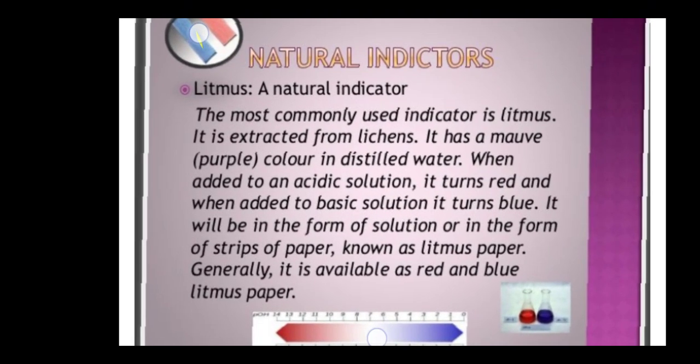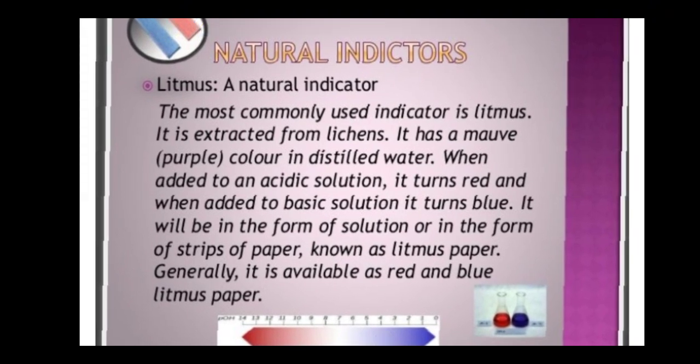Now, natural indicators. I have already said there are a few natural indicators. These natural indicators help us find out which is acid and which is base. The first natural indicator that we are going to learn is litmus. You will find litmus paper. If you take a litmus paper and it turns red, then we can say it is acidic. If it turns blue, then we can say it is a base. So just take a litmus paper, and it will help you test the solution. You can find litmus paper strips, which are generally available in red and blue color.